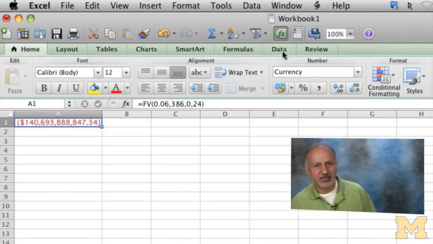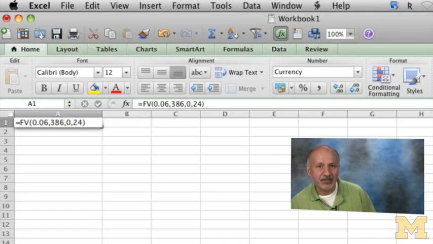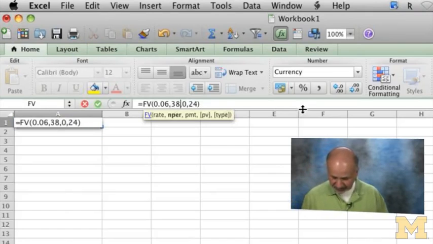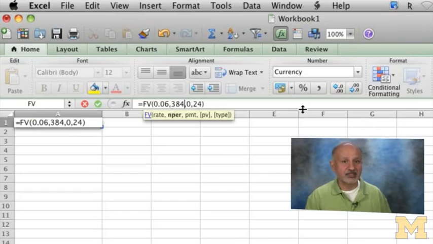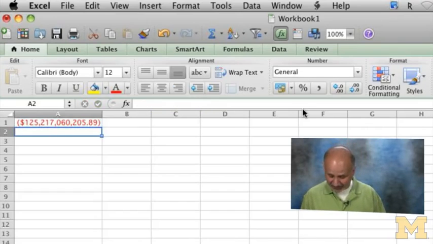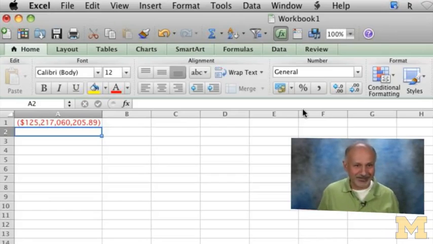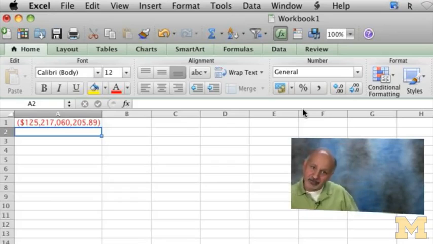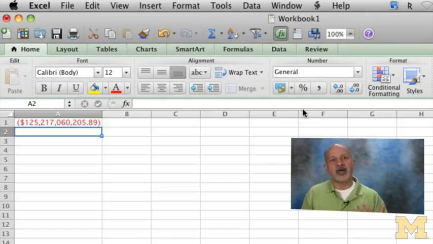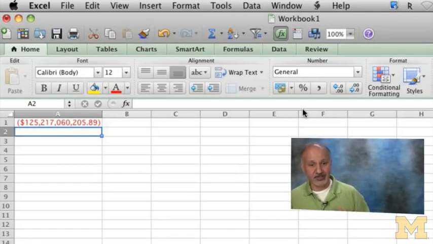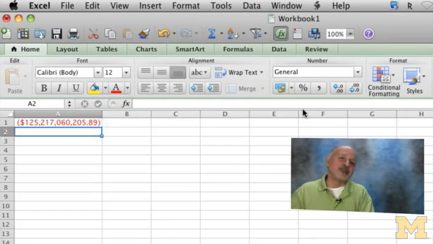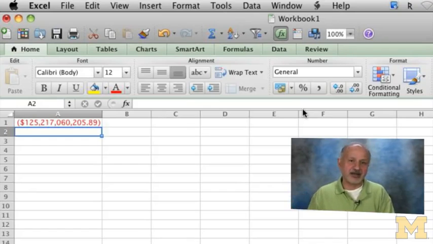Let me just show you how things change. So, for example, if I just took away 2 years from here, what would it have been in 2010, which would be 384. Guess what happens? It's $125 billion. So what has happened in the last 2 years? You added $15 billion. Why? Because you've earned interest on interest on interest for a lot of years, but the pool of money you have after 384 years is so big that the next 2 years just add another $15 billion.